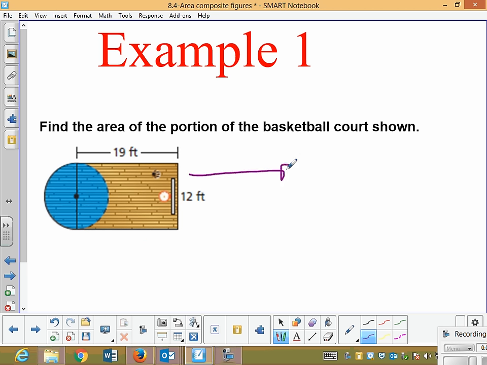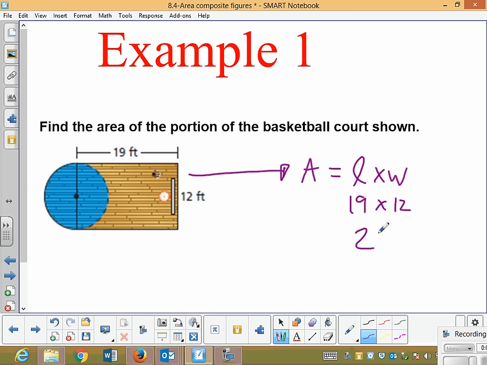I notice that the rectangle has a length of 19 and a height of 12. And if you remember, the area of a rectangle is A equals length times width. My length is 19, my width is 12, so I'm going to multiply 19 times 12, which is 228.